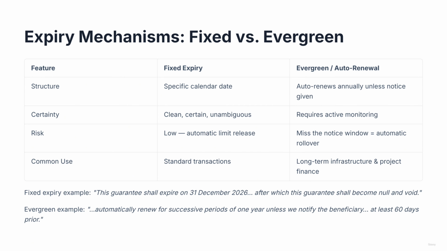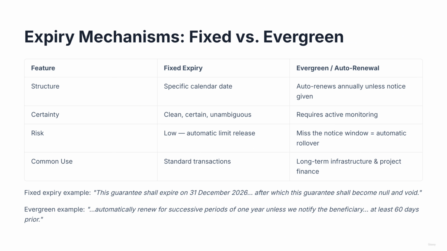Evergreen guarantees are common in long-term infrastructure and project finance transactions. The risk for the bank is that they require active monitoring. If the notice window is missed, the guarantee rolls over automatically, and if the applicant's credit deteriorates over time, the bank may find itself unable to exit the guarantee without the beneficiary's agreement.